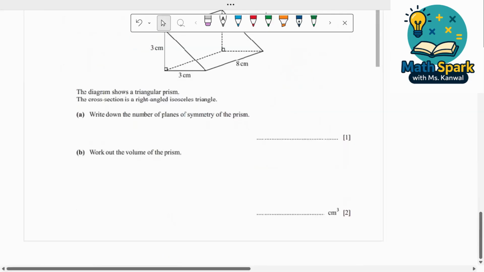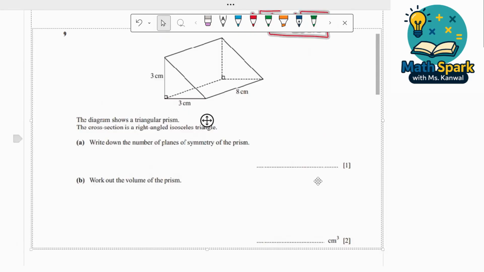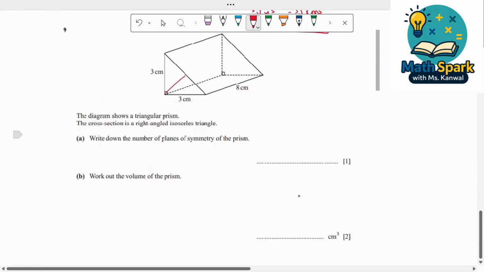The diagram shows a triangular prism. The cross section is a right angle isosceles triangle. In the very first question, they are asking us to write down the number of planes of symmetry of the prism. Now, a plane of symmetry bisects the shape into halves which are mirror images of each other. Over here we can have two planes of symmetry. One is when we cut the whole prism in this way, and the other is cutting the rectangle into equal halves. So the planes of symmetry are two here.